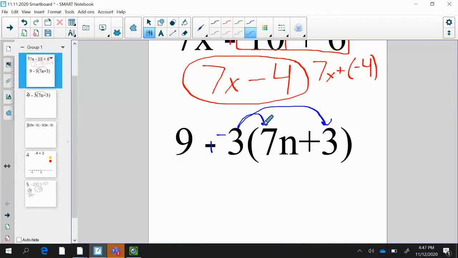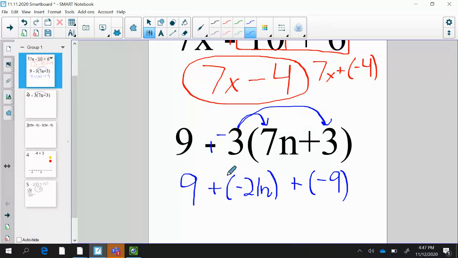A big thing I always want to see every single time is arrows showing that it's going to both. We always preach that in class. So we have 9 plus, and then here I do want to see some mental math. That negative 3 times that 7n is going to give you negative 21n. Always keep that in parentheses, plus. Keep that plus sign. Negative 3 times the 3 is a negative 9.